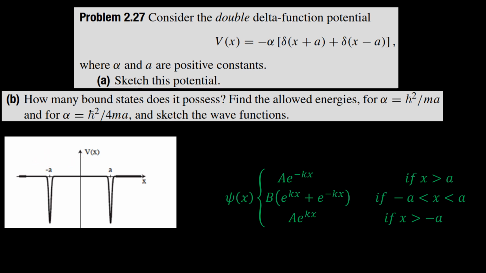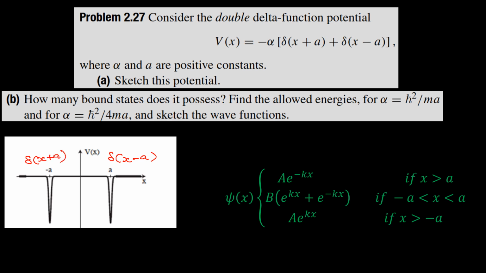We have the potential, with the y-axis being potential V(x). On the x-axis we have two points at plus and minus a. Here this is delta(x minus a). Here is a delta potential. Here is delta(x plus a).